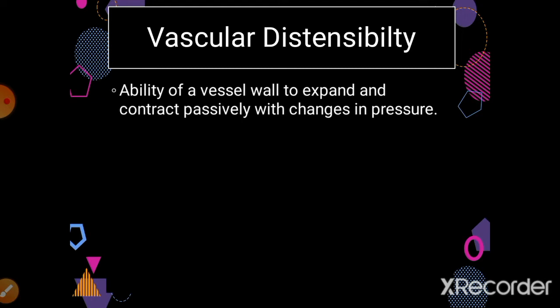Dear students, you might have noticed that I laid special emphasis on the word passively. Passively means that there is no involvement of the nervous system or any kind of hormones. This distension, that is expansion or contraction, is merely due to the changes in pressure within the wall and does not involve any kind of nervous or hormonal regulation.